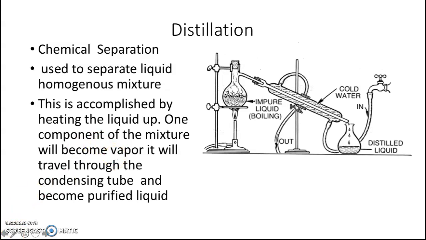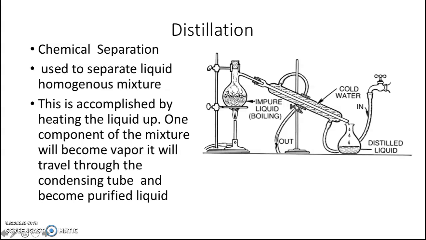So we have distillation. Distillation is a chemical separation, right? It's used to separate liquid homogeneous mixtures. So if we have two clear liquids mixed together, or two blue liquids, or any two liquids that are mixed together and it looks the same throughout, we can use distillation to separate them. The way distillation works is you put your two liquid mixture into a flask and then boil it.